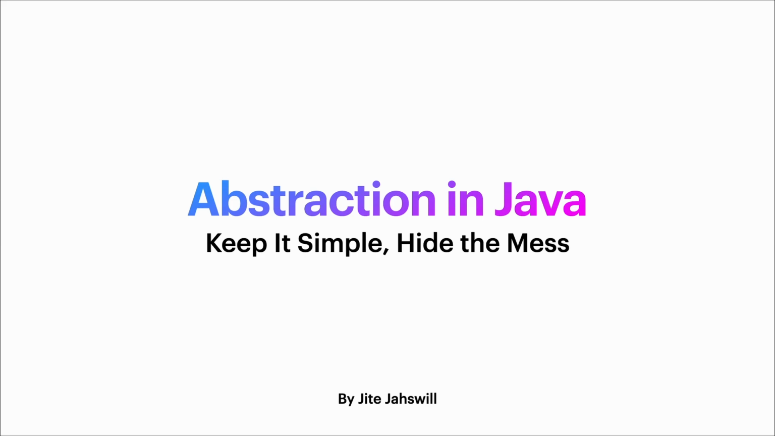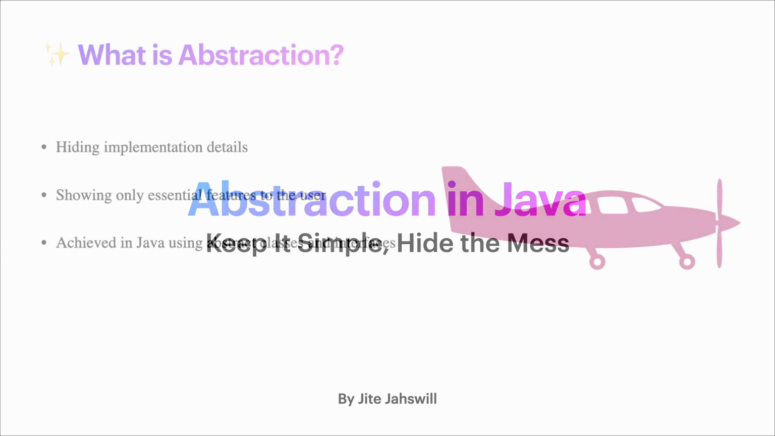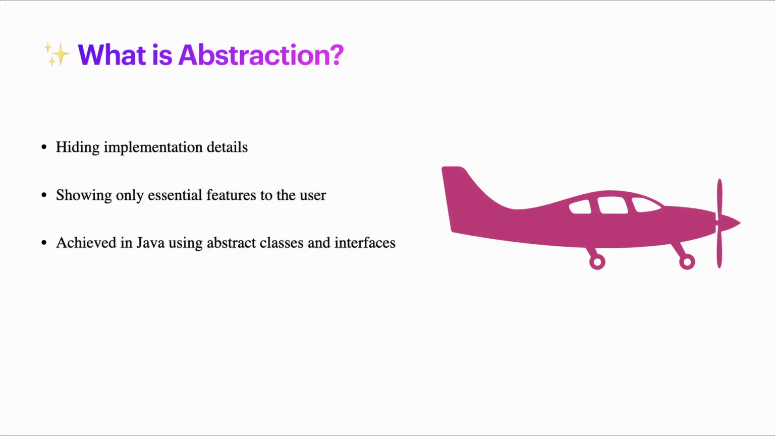Yo, welcome back. It's your chill Java coach over here. Today, we're learning about abstraction, the act of showing only what matters and hiding the complex stuff. What is abstraction? Abstraction means hiding implementation details, showing only essential features to the user. Achieved in Java using abstract classes and interfaces.